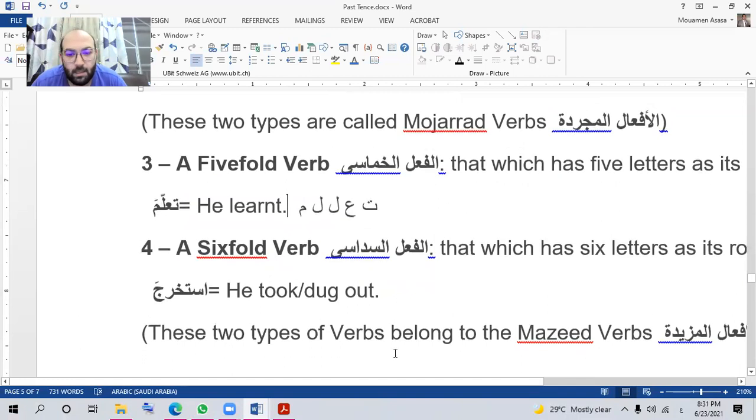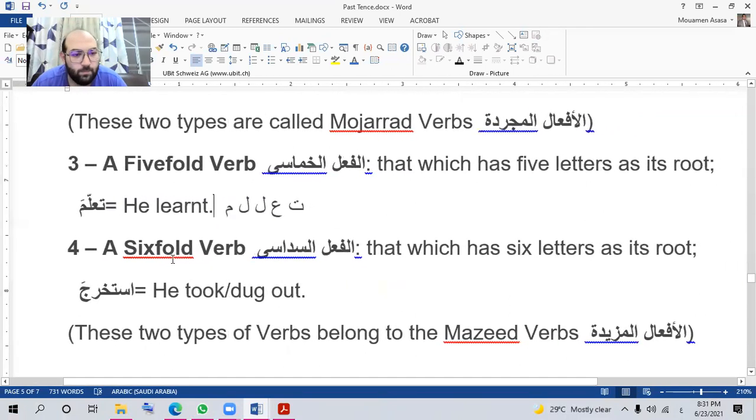Okay, let's go to a 6-fold verb. That means the verb that has 6 letters in its root. استخرج.